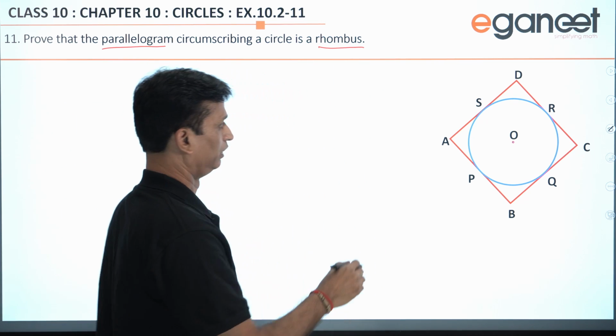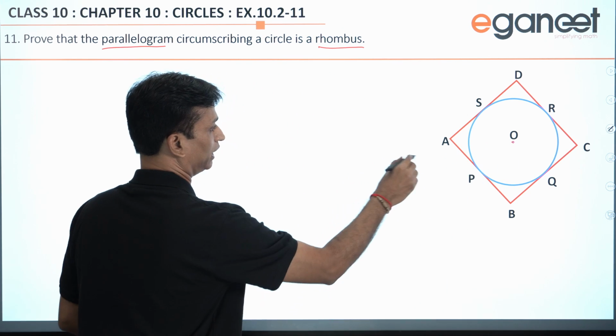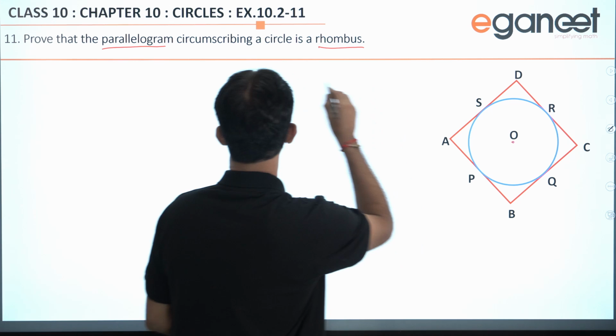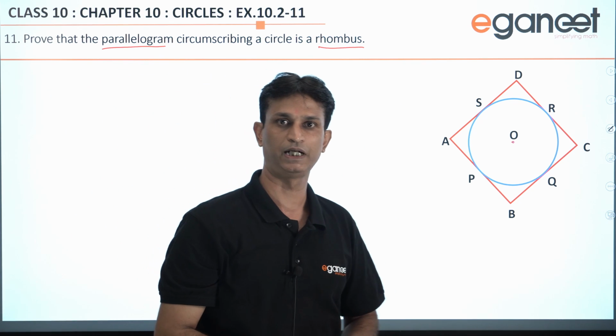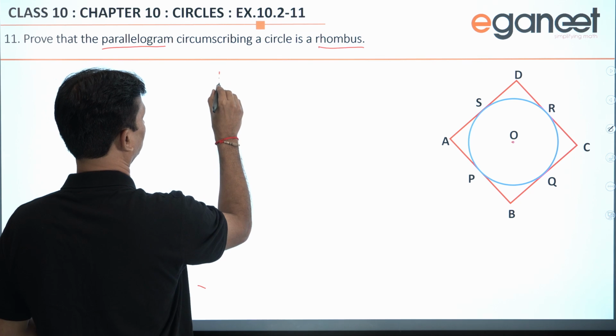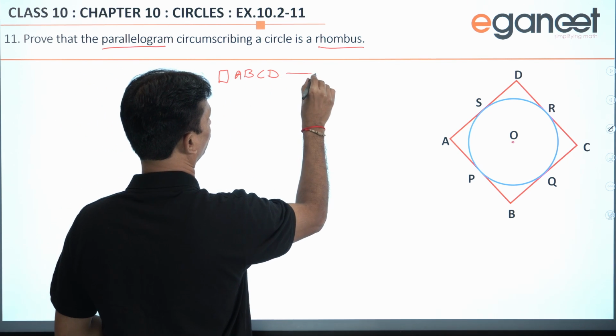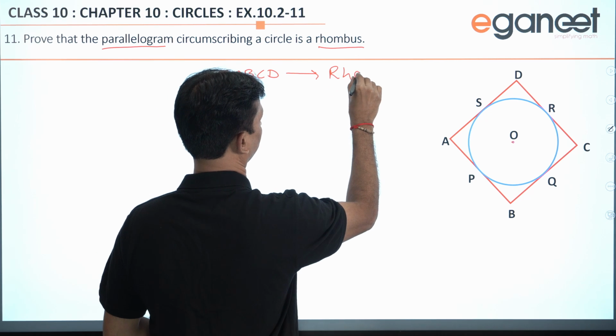Okay, so we are given a circle with center O. Quadrilateral ABCD is a parallelogram that is circumscribing a circle, and we have to prove that this parallelogram, that is quadrilateral ABCD, is a rhombus.